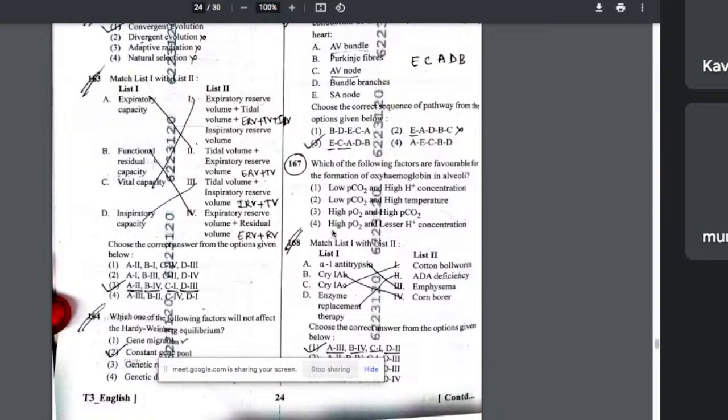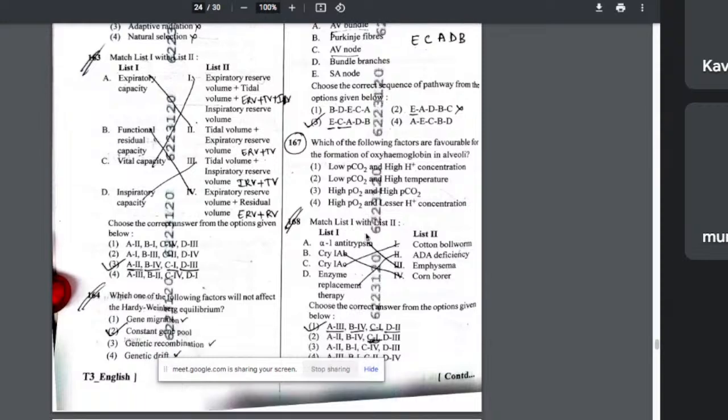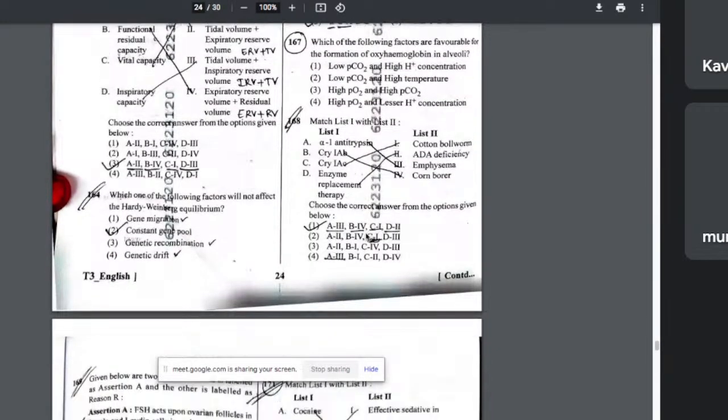The correct answer should be high CO2 and lesser hydrogen concentration, because the more the concentration of carbon dioxide, the more acidic it would be. The lesser the concentration of carbon dioxide, the less acidic it would be. So the correct answer for the 167th question is 4. Now moving on to the next question, which is 168.